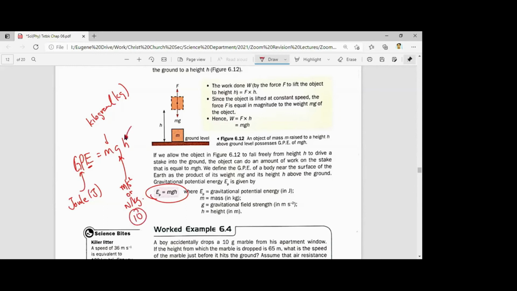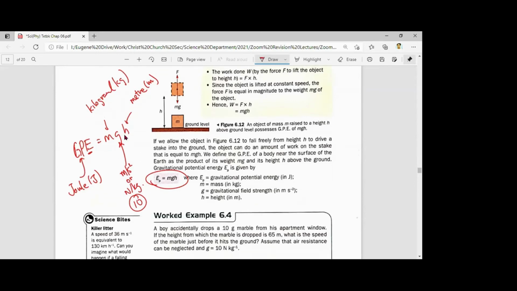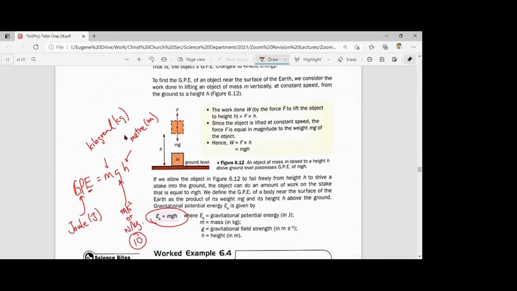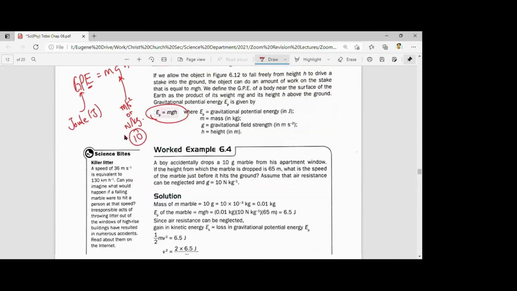Last one, H. H is height. Height is obviously in meters. Do take note of the units, because once again, if you plug the units in wrongly, you can't get the correct energy calculation. Any object that has a certain height above the ground will possess GPE. So do take note of that.